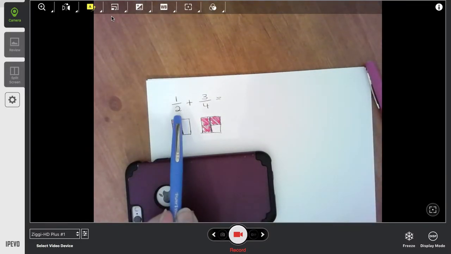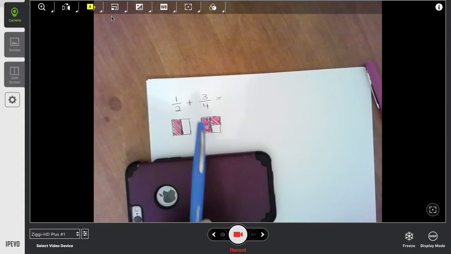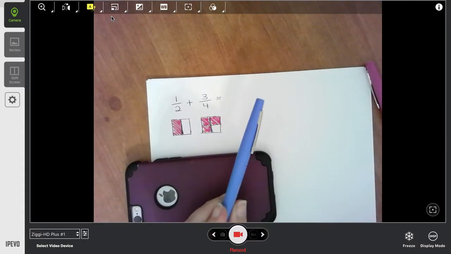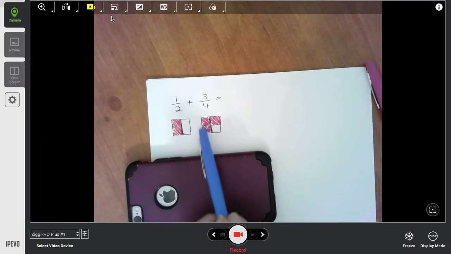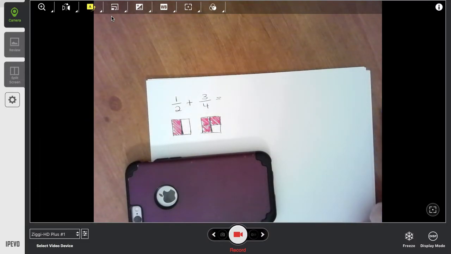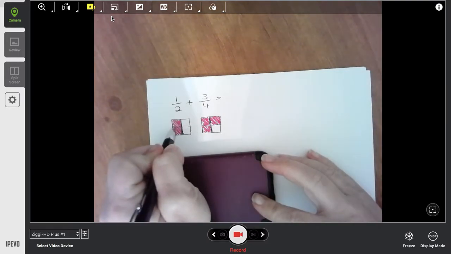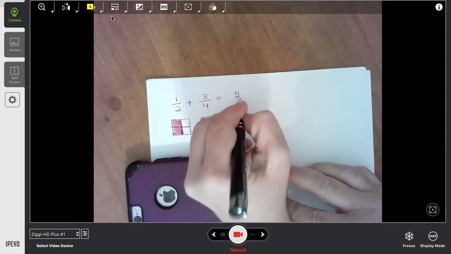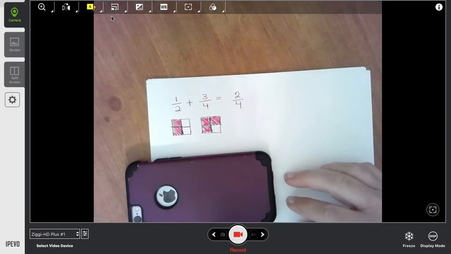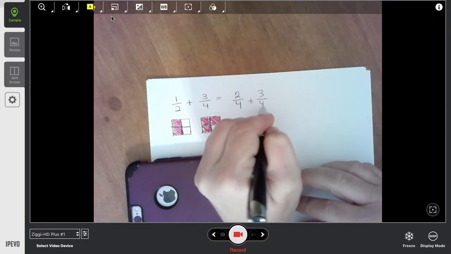So I have my problem here, 1/2 plus 3/4, and that equals something. And I have my models right below it to show you 1/2 and 3/4. We can't add them together yet because they're not the same denominator, so the size of the pieces are different. This one is much larger than a fourth, the half and the fourth. So we have to change one of the denominators to become the other one. So if I just cut these halves in half, now I have fourths. So instead of 1/2, I have 2/4 plus 3/4.